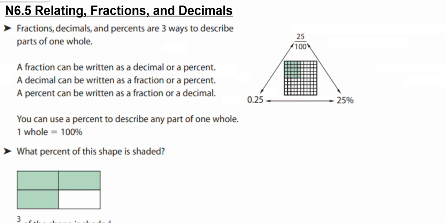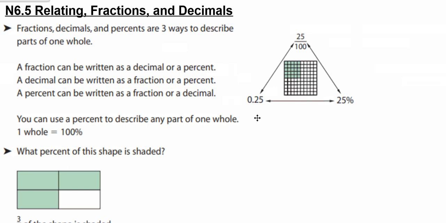In this video, we are going to continue our understanding of percent by exploring how they can be related to fractions and decimals. Fractions, decimals, and percents are three ways to describe parts of one whole. A fraction can be written as a decimal, or a decimal can be written as a fraction, or a percent can be written as a fraction or a decimal. So I can interchange between these three as many times as I would like.